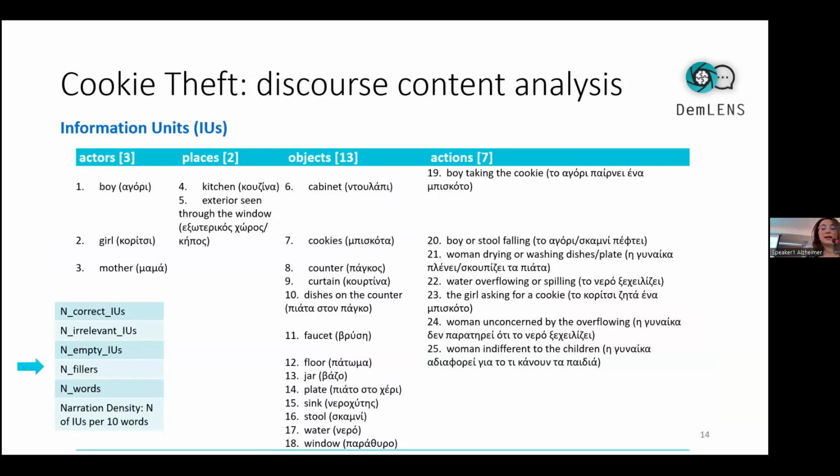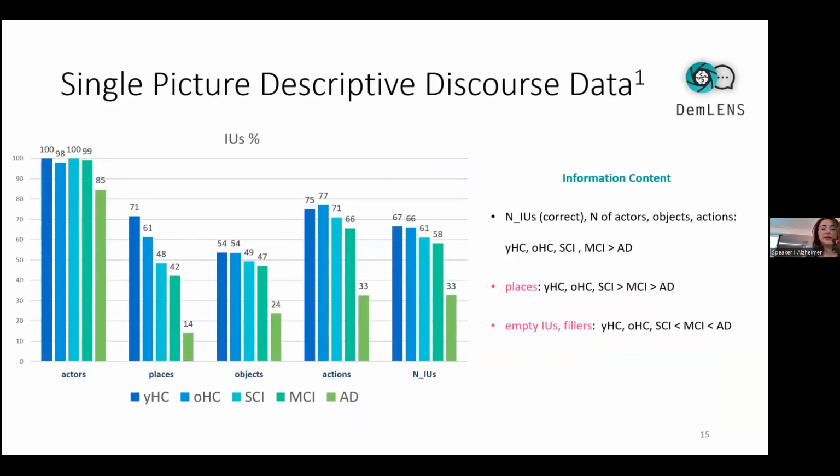For this analysis, we looked at information units in 4 areas: actors, places, objects, and actions. We calculated the number of correct information units, the number of irrelevant information units, and empty information units. With regard to narration length, we looked at the number of words, the number of fillers, and of course narration density, which was calculated on the basis of the number of IUs used per 10 words.